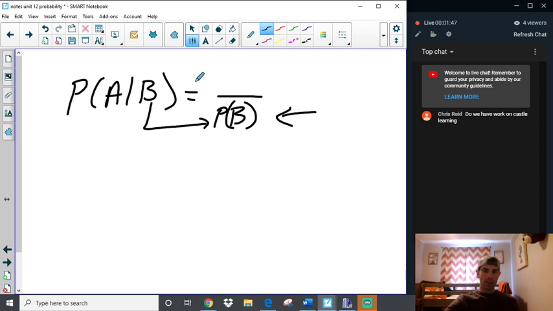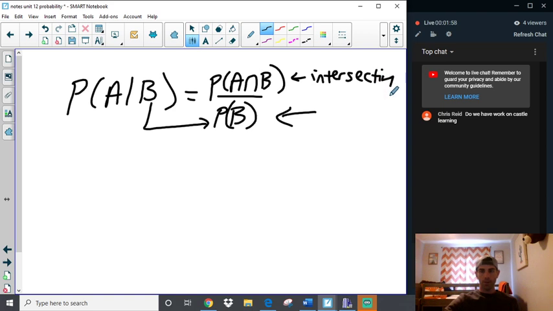Okay, so then what you're going to do on top is the probability of A and B, or your intersection. And that's it. That's all you want to have down for conditional probability. There's nothing else to it except for this, or for what we want to know.